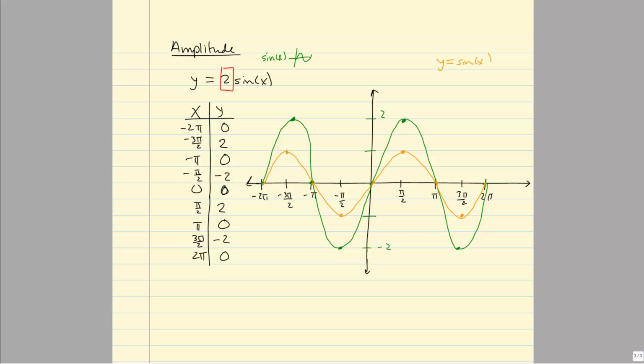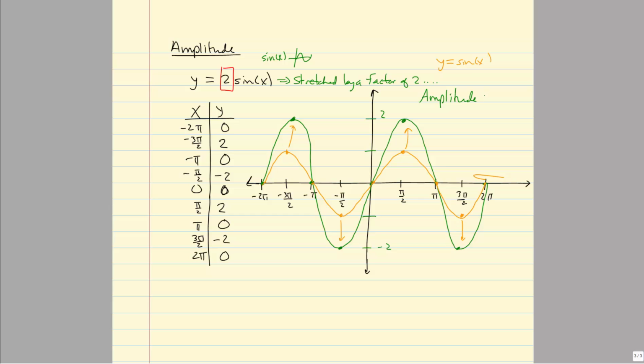Okay, so you can see everything is the same here except this has been stretched, and it's been stretched by a factor of 2. So basically I took each of the y values that I had for my y equals sine x graph and I doubled it. I multiplied it by 2. So the green graph, the 2 sine x graph, has been stretched by a factor of 2. So the amplitude changes. Now the amplitude used to be 1. The highest it got was 1. And now the amplitude will be 2.